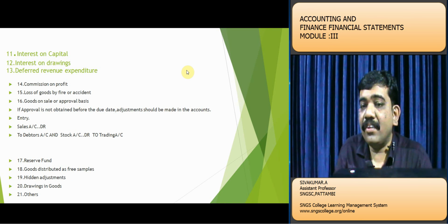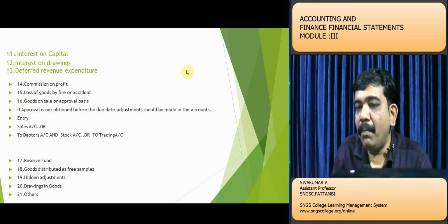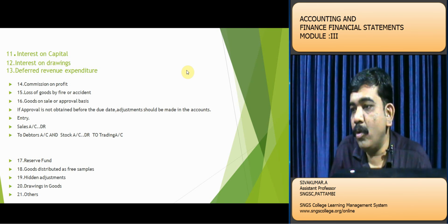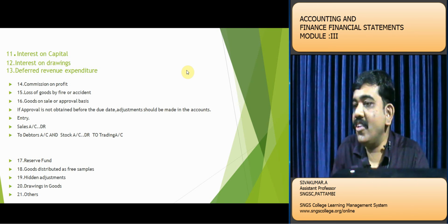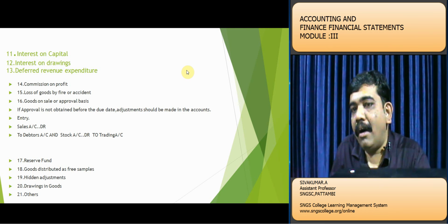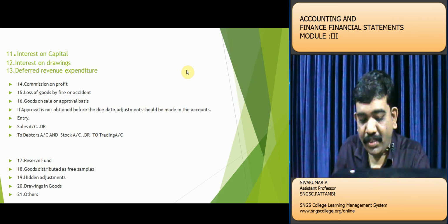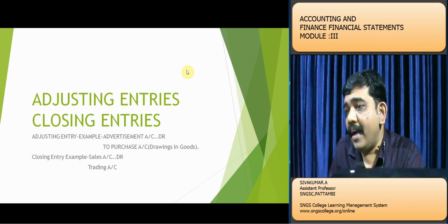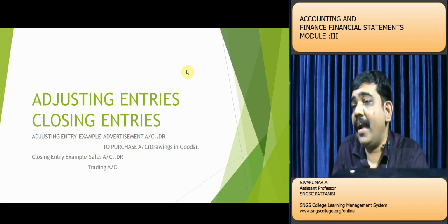Then reserve fund, goods distributed as samples, hidden adjustments, drawings in goods, and others are the other adjustments which are to be adjusted in the financial statements. So you have to learn all those adjustments with utmost care and prepare the financial statements as correctly as possible.